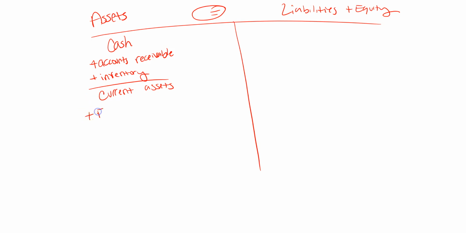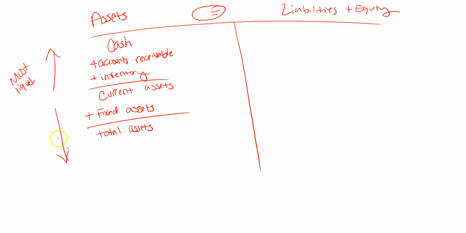To that, we add our fixed assets. This is our property, plant, and equipment. Fixed assets are long term. We expect to have them for a long time. And together, these make up our total assets. Now, fixed assets can have other things in there too, like sometimes you'll see goodwill mixed in with fixed assets. But it's typically property, plant, and equipment. So these were our most liquid. We worked from our most liquid to our least liquid.